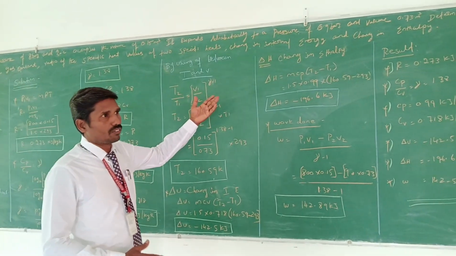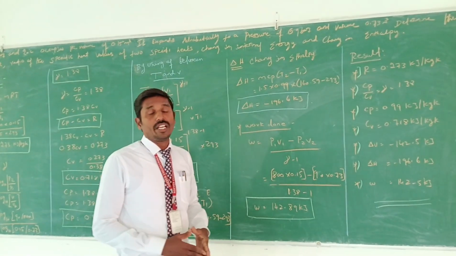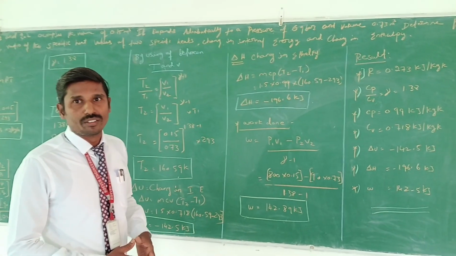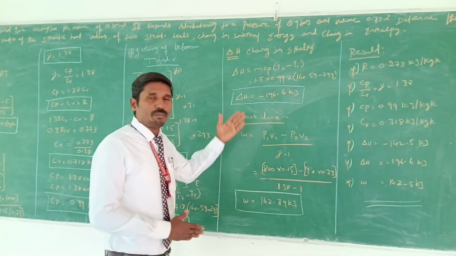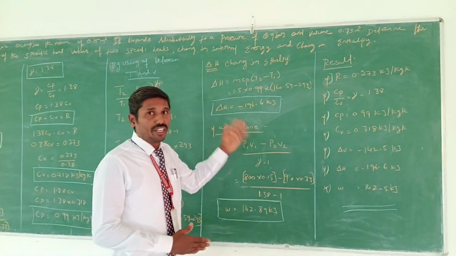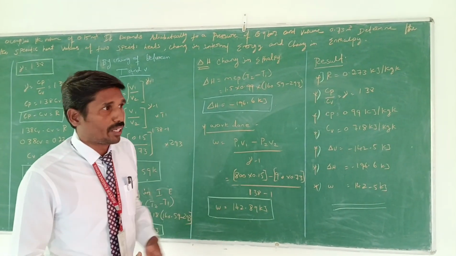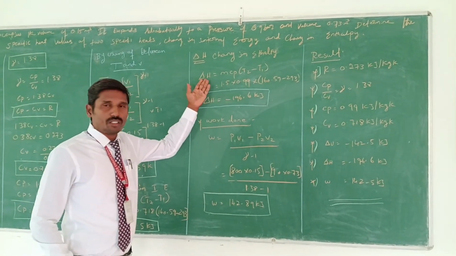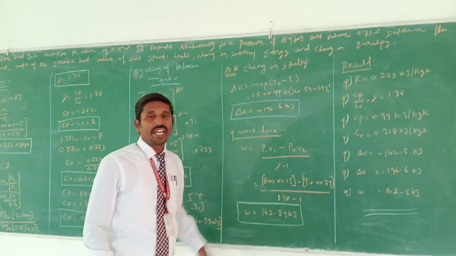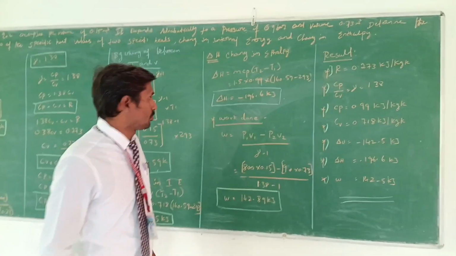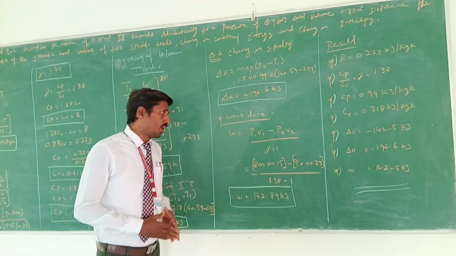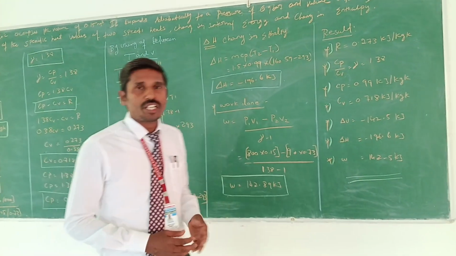Then we find del H, the change in enthalpy. We know the formula for del H equal to m Cp into T2 minus T1, where m is the mass, Cp is the specific heat at constant pressure, T2 is the final temperature and T1 is the initial temperature. Putting the data in the formula, I get del H, the change in enthalpy, equal to minus 196.6 kilojoule.